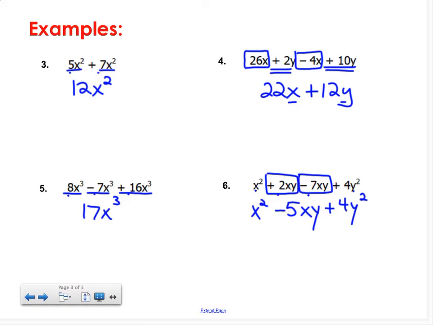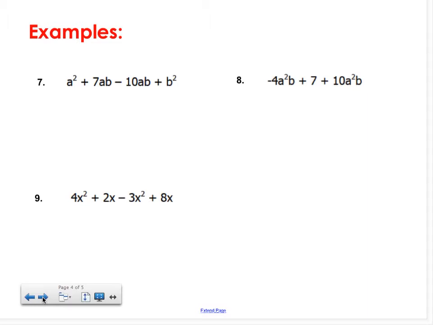All right, let's take a look at some more examples. I'm looking at number 7, a squared plus 7ab minus 10ab plus b squared. The like terms I see here are plus 7ab and minus 10ab. So I'm going to bring down the a squared, and I'm going to combine these coefficients. Positive 7 minus 10 would be minus 3ab, and I'll bring down the plus b squared. And that's it. That's as much as we can simplify this.